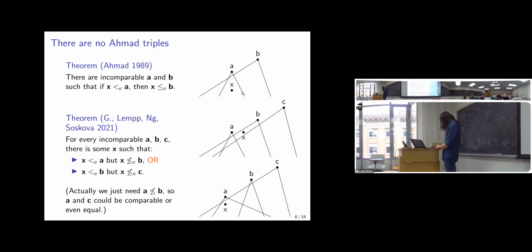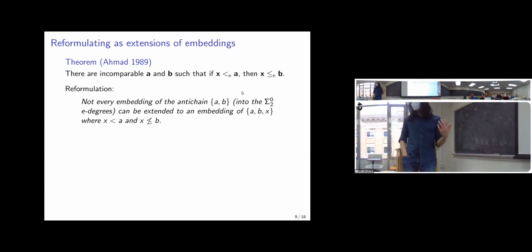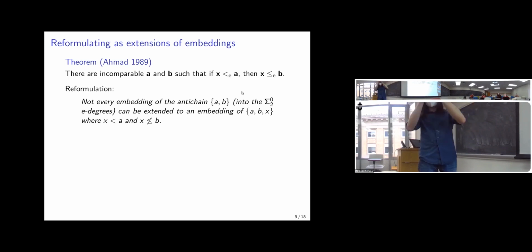So, what do we do with this? Why do we care about this statement? First, I'd like to recast the statement in an equivalent form, in a different framework that makes it easier to discuss statements of this type. Coming back to Ahmad's original theorem, there are incomparable A and B such that if X is strictly below A, then X is below B. We can reformulate this as an extension of embeddings problem.